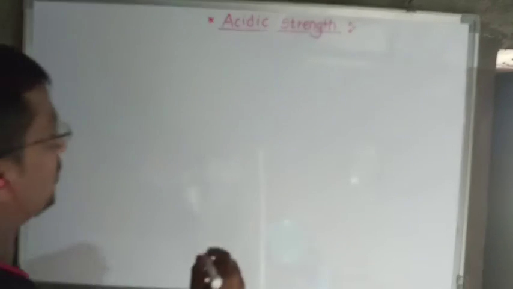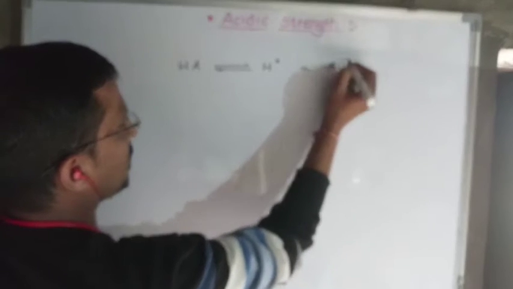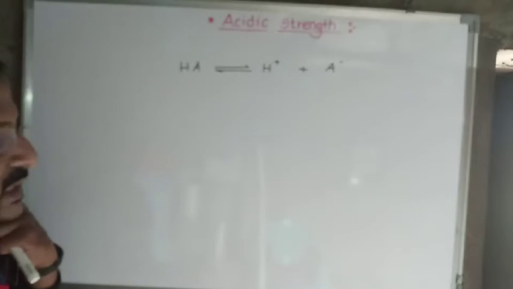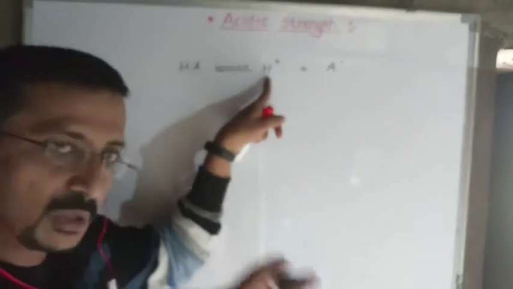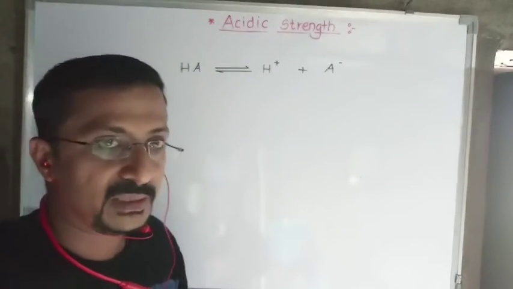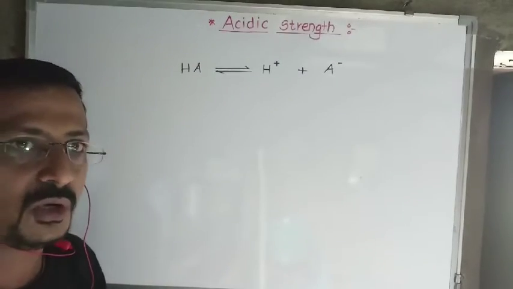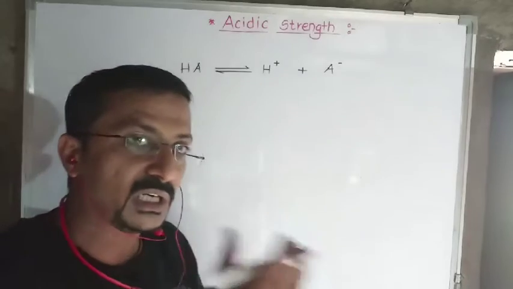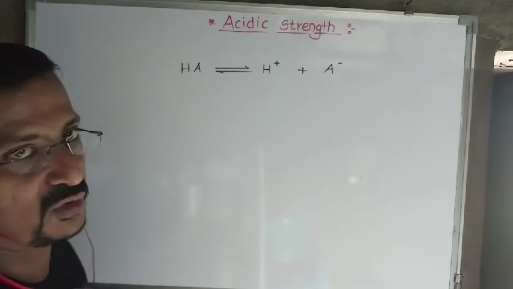Before that, just consider once again, suppose acid HA ionizes as H plus plus A minus. Our previous idea is that if it gives more H plus, it is more acidic, and if it gives less H plus, it is a weak acid. But that must be approached practically: how many H plus are present in solution, more or less. It is not possible to determine this practically every time. So without practicals, we need a way to say whether it is strong or weak.